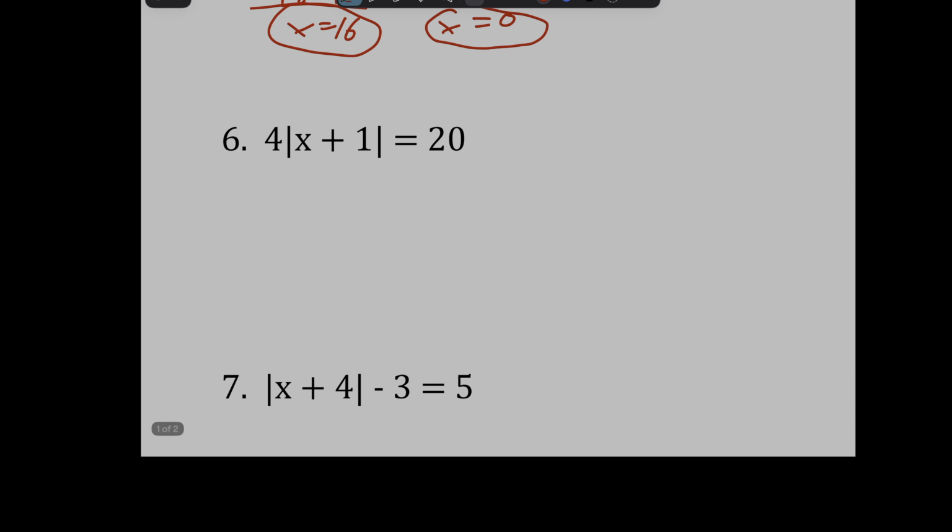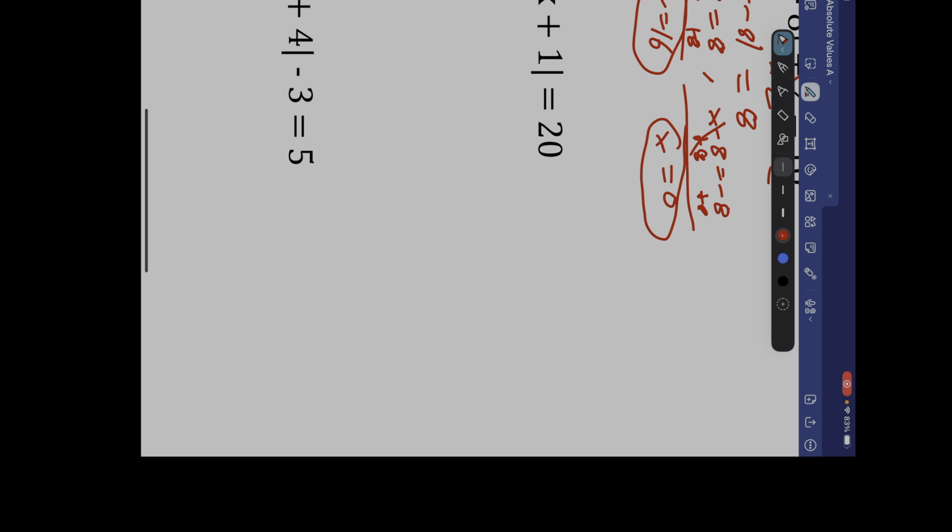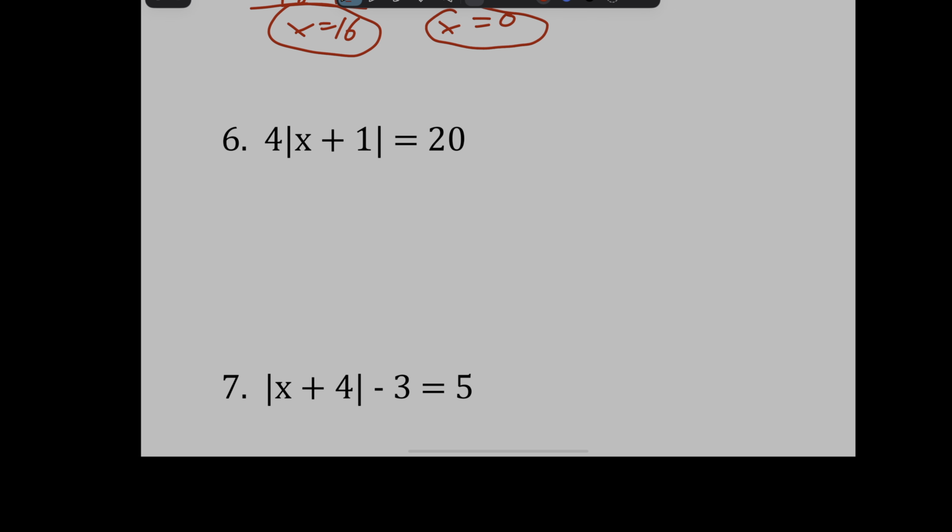Number 6, same thing. Is the absolute value by itself? No. Oops, sorry. I've got that 4 in the way. So that's 4. Think about that as if it's in front of a parenthesis. So my first step now is I'm going to divide each side by 4. And now I'm left with absolute value of x plus 1 equals 5.